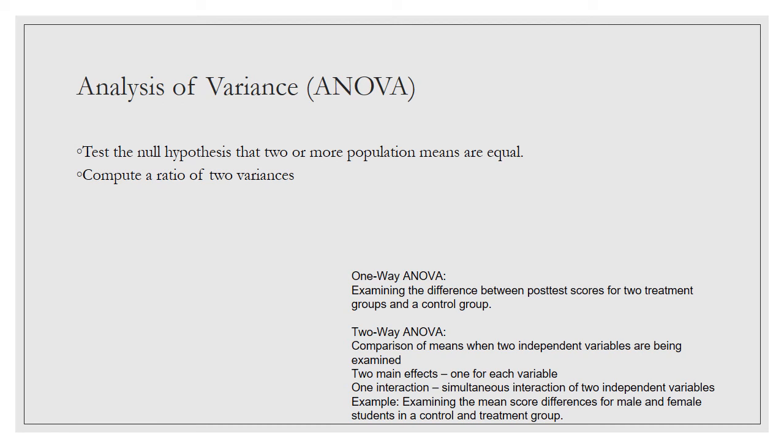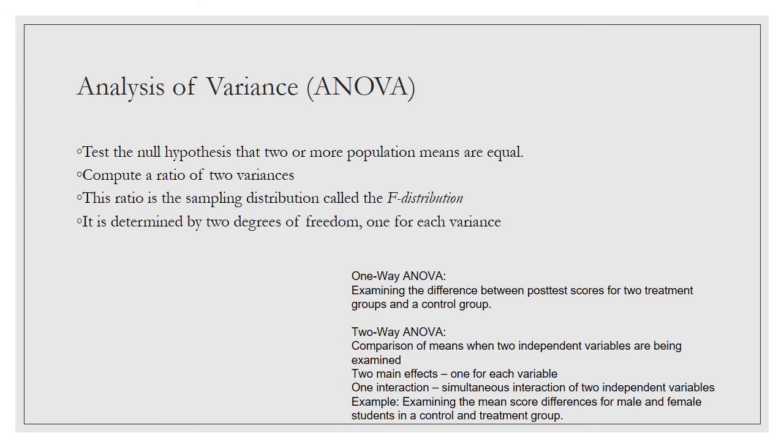And to do so, we compute what we call a ratio of 2 variances. This ratio is a sampling distribution, and we call it the F distribution. It is defined, just like a t-test is defined, by degrees of freedom. Well, we have a set of degrees of freedom, 1 for the numerator of the ratio, 1 for the denominator. So each of our F distributions is determined by these 2 degrees of freedom, 1 for each of those variances.